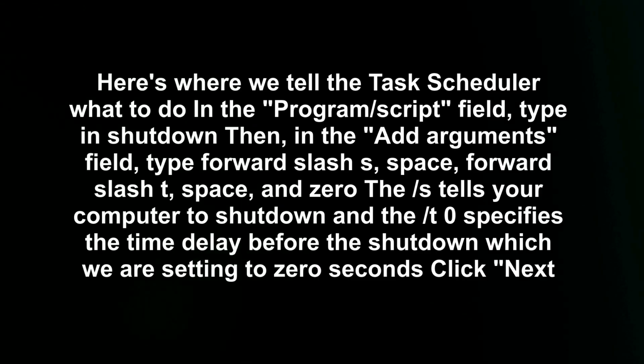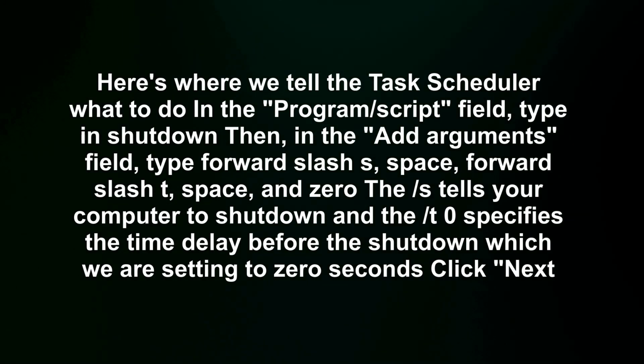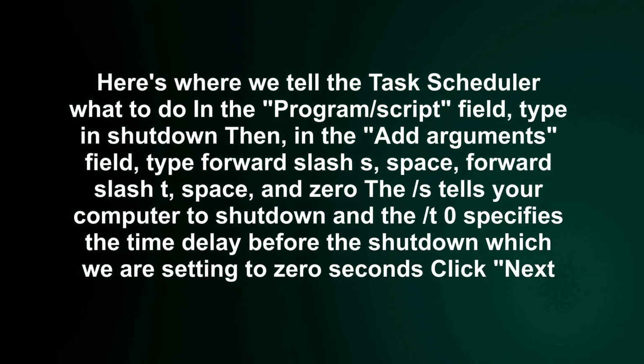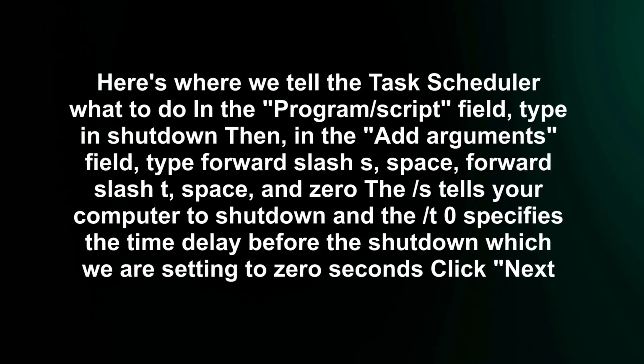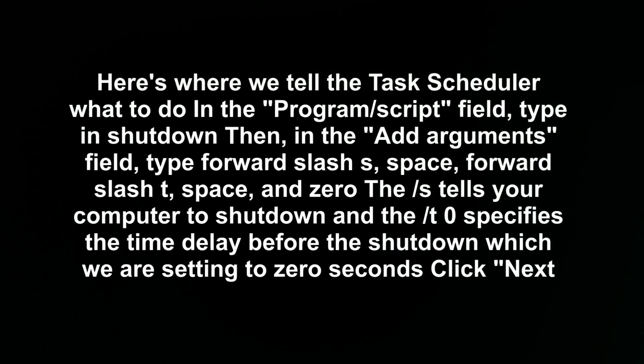On the action screen, select Start a Program and click Next. Here's where we tell the Task Scheduler what to do. In the Program/script field, type in shutdown. Then, in the Add arguments field, type /s space /t space 0. The /s tells your computer to shut down, and the /t 0 specifies the time delay before the shutdown, which we are setting to 0 seconds.